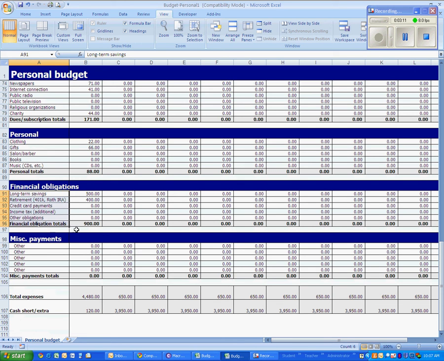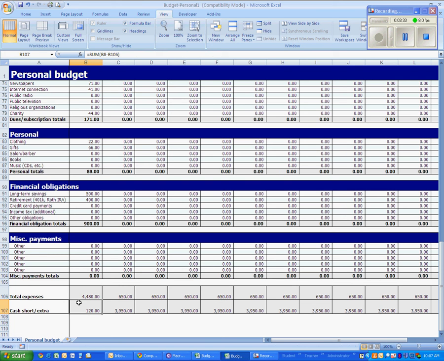And then other financial obligations. A big one here is long-term savings and retirement savings. You have to put a large percent of your income into those savings if over time you're going to become financially independent and stay debt-free. And then at the end, at the bottom here, you have your total expenses for the month and you have anything left over.